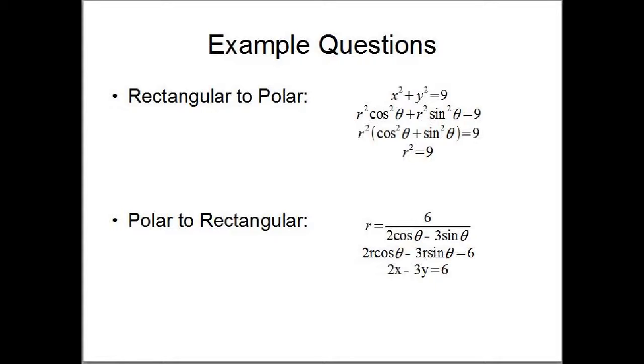To convert from polar coordinates to rectangular, we have a general equation of r equals 6 over 2 cosine theta minus 3 sine theta. We rearrange the equation and get 2r cosine theta minus 3r sine theta equals 6. By substituting x for r cosine theta and y for r sine theta, we get the final equation of 2x minus 3y equals 6.